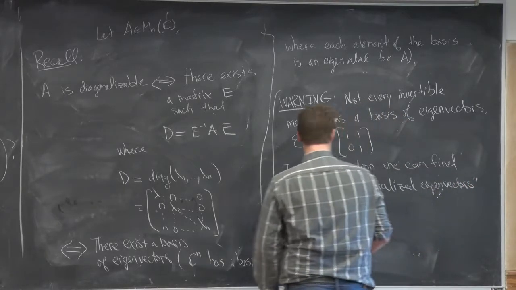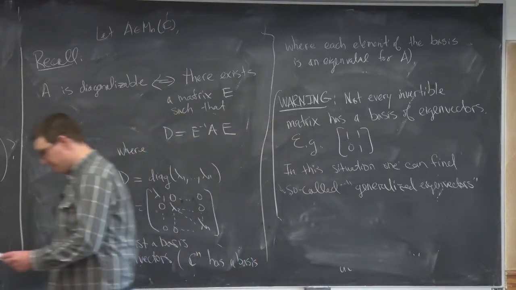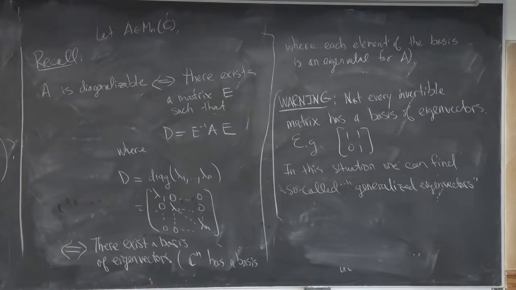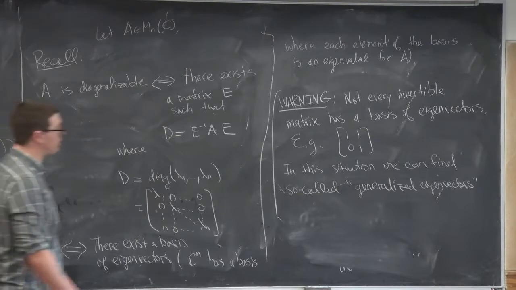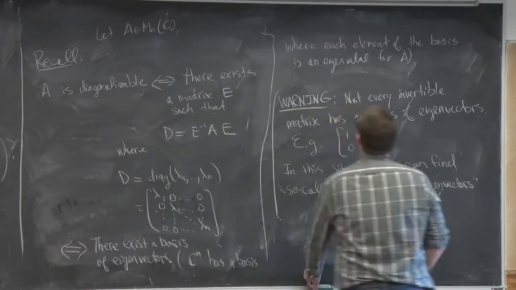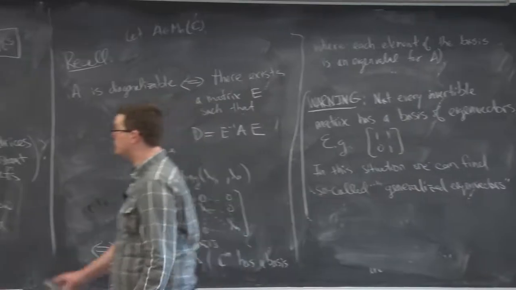Okay, all right. So the diagonal matrix there gets replaced by what's called the Jordan normal form. Okay, so what's the general strategy of computing these things? Let's suppose that we have a basis of eigenvectors.